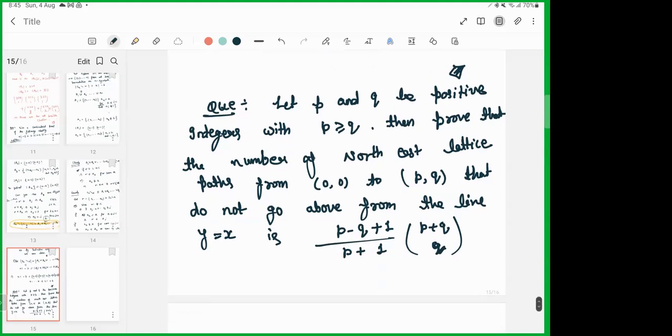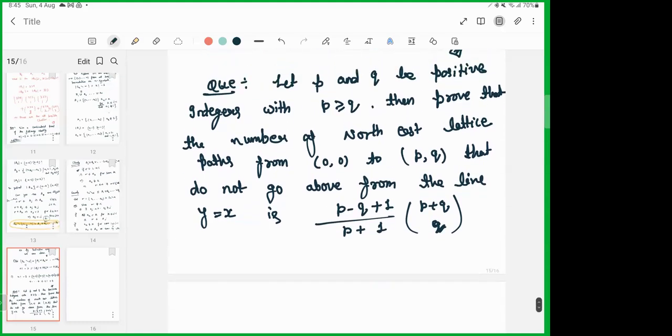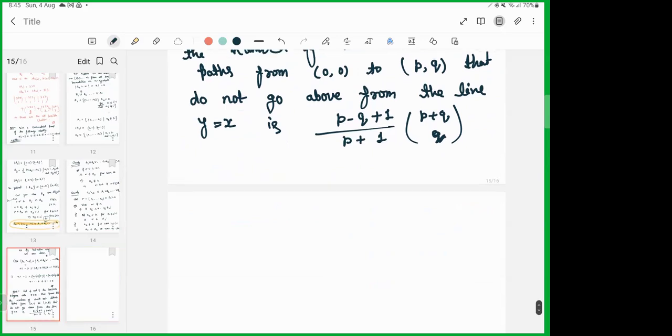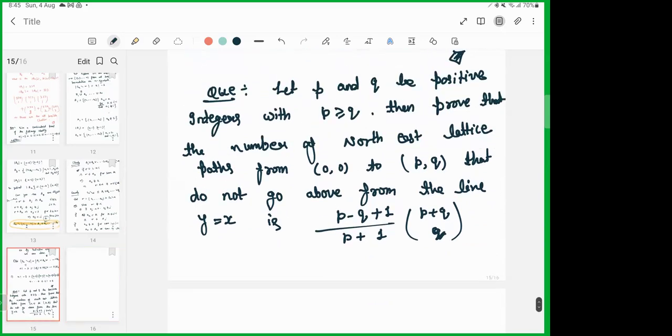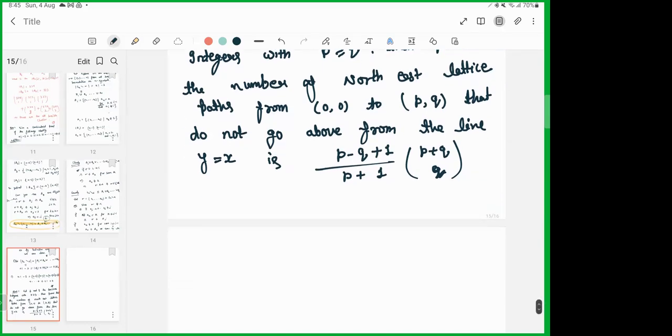Okay, so this is the question. Let P and Q be positive integers with P greater than or equal to Q. Prove that the number of northeast lattice paths from (0,0) to (P,Q) that do not go above the line y plus x is P minus 1 is (P minus Q plus 1) divided by (P plus 1) times (P plus Q choose 2). In class you have done this problem for the case P equals 2, right? Yes. So now this is the case P greater than or equal to Q.